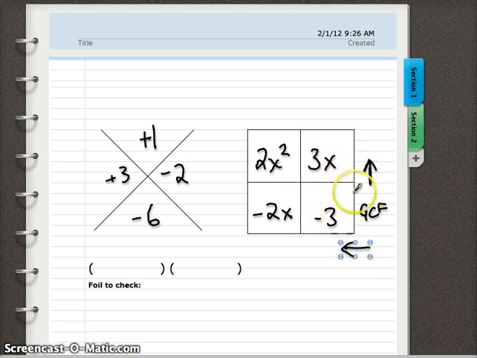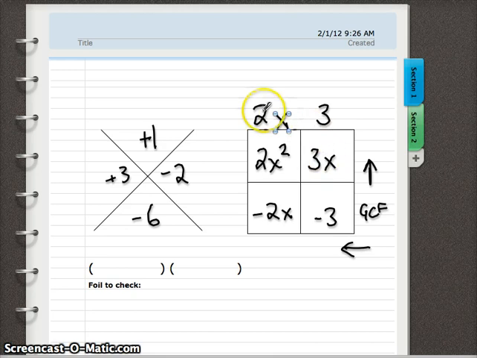So let's look right here at this column. We got 3x and negative 3. What's the greatest common factor between these two values? Hopefully you can figure out that 3 is the biggest number that goes into both of them. Let's look at this column. What's the GCF? What's the biggest number that goes into both of them? Well, 2 definitely goes into both of them, but also an x goes into both of them.